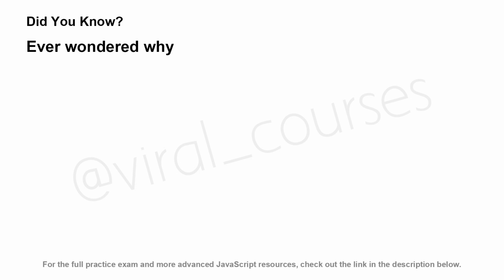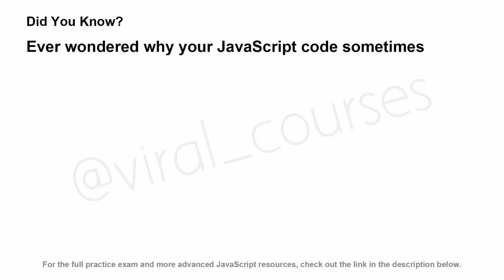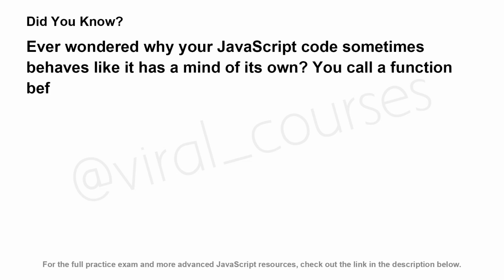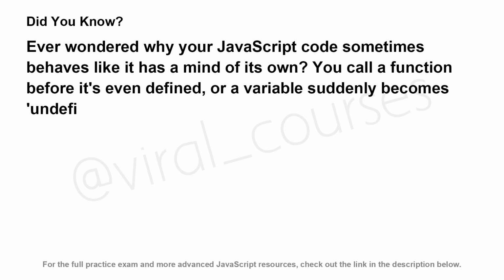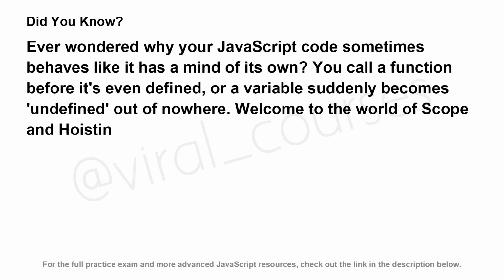Ever wondered why your JavaScript code sometimes behaves like it has a mind of its own? You call a function before it's even defined, or a variable suddenly becomes undefined out of nowhere. Welcome to the world of scope and hoisting.